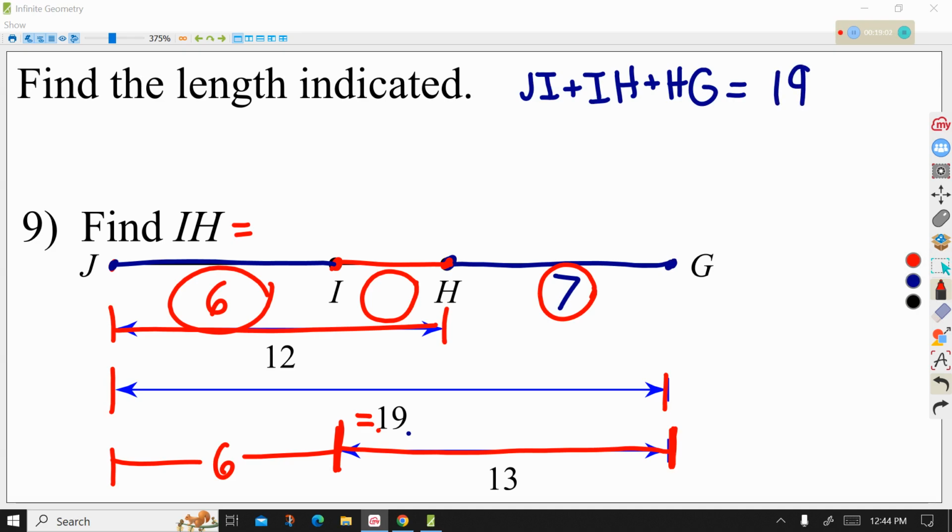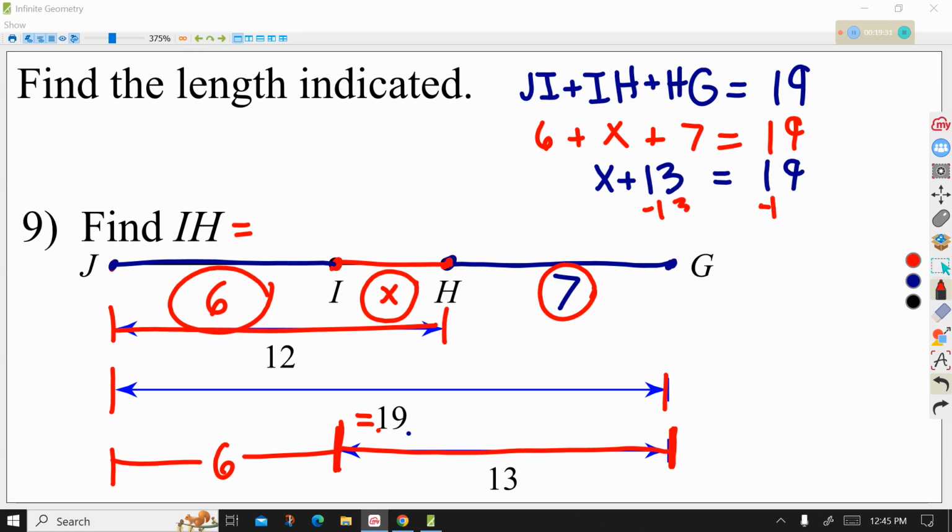If we drop the numbers where they go, JI is 6, IH is our X right now, the one we want to find, so put an X for it, and HG is 7, and they all equal 19. Well, I can't combine these numbers with the letter X, but I can add the numbers together. So 6 plus 7 is 13, and this is all equal to 19. To solve this problem, I want to know what number I add to 13 to get 19. Well, take 13 from both sides, and that's the operation that'll show us what we need. 19 minus 13 is 6.